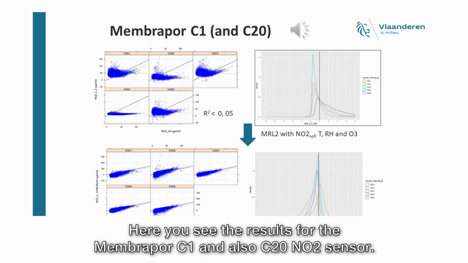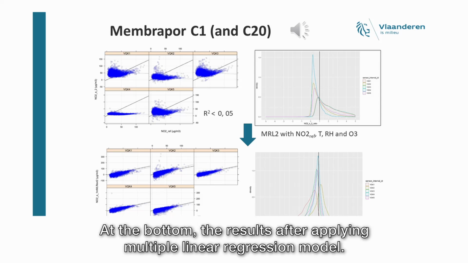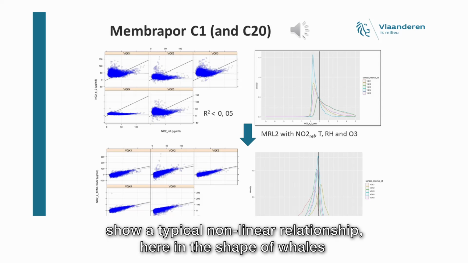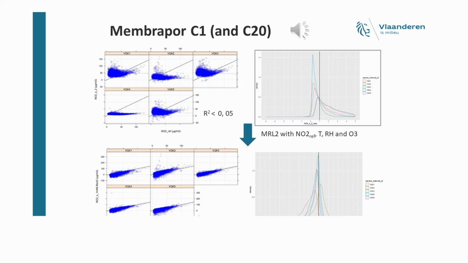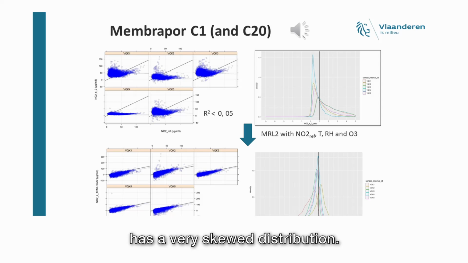Here you see the results for the Membrapore C1 and also C20 NO2 sensor. At the top are the results of the uncalibrated signal. At the bottom, the results after applying the multiple linear regression model. Before calibration, we see that scatter plots show a typical non-linear relationship, here in the shape of whales, and the R-squared is very low, below 0.05. Also, the distribution of the sensor to reference measurement ratio is very skewed.